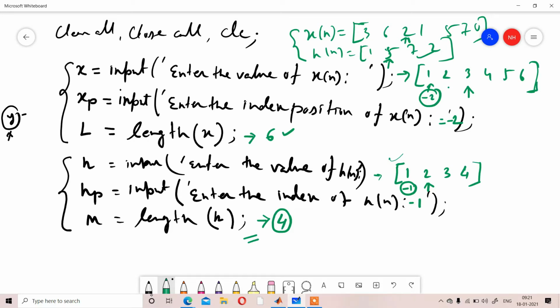Okay, and after that it will ask to enter the index position of xn. So you can see that in your example 2 is the 0th position, so the index position will be -1, -2, so the starting position of xn is -2, so the index position of xn will be -2. Okay, and length will be automatically taken. If we enter this to x and xp, that is defining the xn. Similarly hn. So these are the input parameters you need to consider.